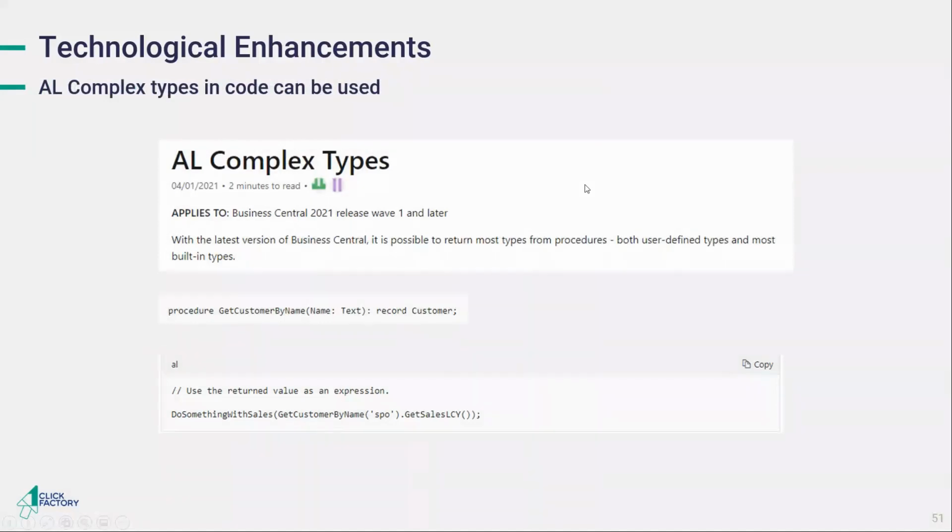And the AL complex types, which are maybe most known by developers. So you can return complex types from a function and use that type's functions. So for example, if a procedure returns a record, you can already use the record functions, or assign this record to another record.